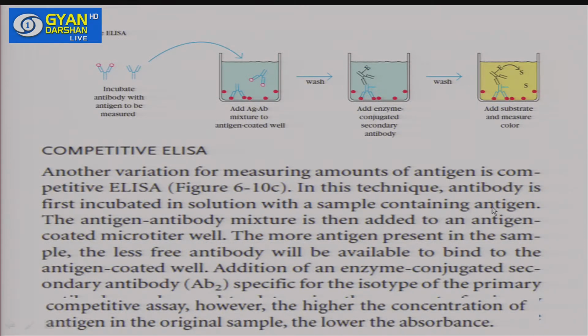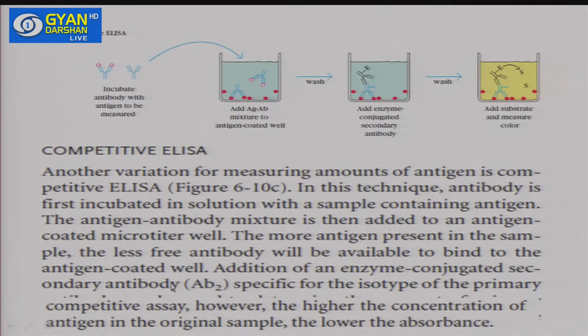Lastly, in the case of competitive ELISA, this is another variation. Here you first mix the antibody in a solution with a sample containing antigen. You have the antigen-antibody mixture and then you add it to an antigen coated microtiter well. If there is more antigen, there will be more binding of the antibody, and therefore less free antibody will be available to bind to the antigen coated well. Then you add the enzyme conjugated secondary antibody which is specific for the isotype of the primary antibody. So basically there is a competition, and that is why it is called competitive ELISA.